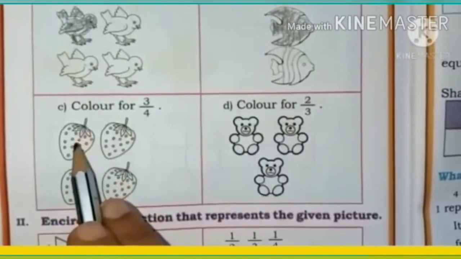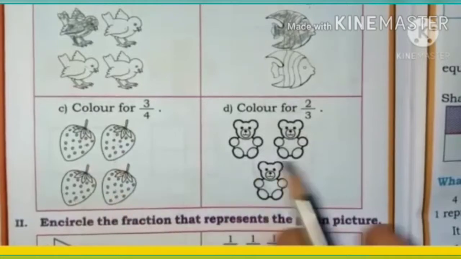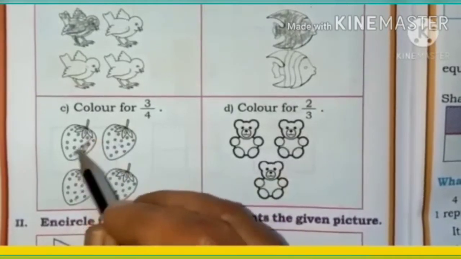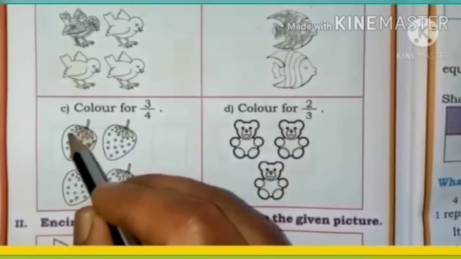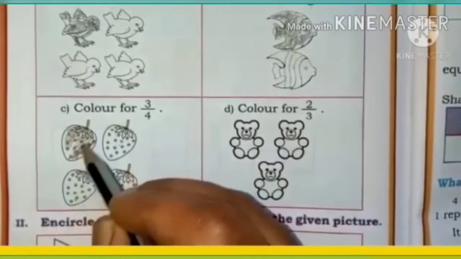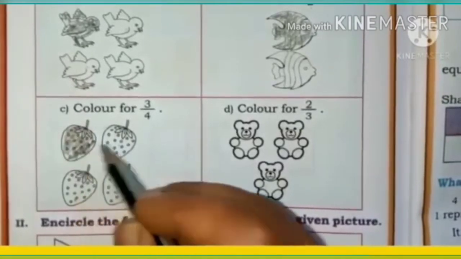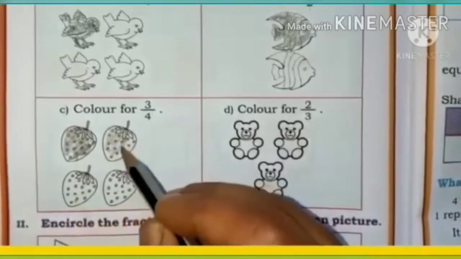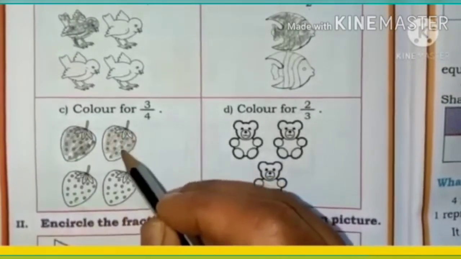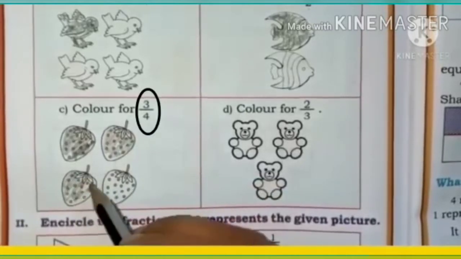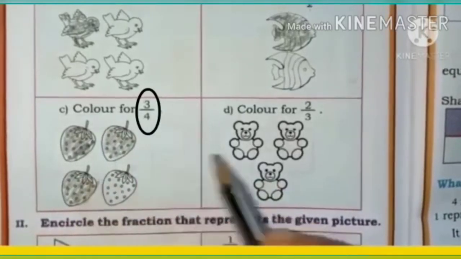Now, C question. Color for 3 by 4. There are 4 fruits. Here we color 3 fruits. So, the fraction form is 3 by 4 or 3/4.